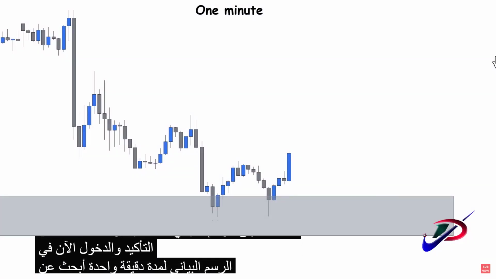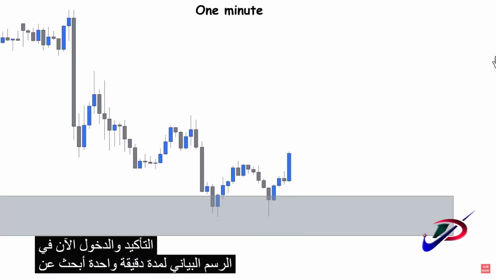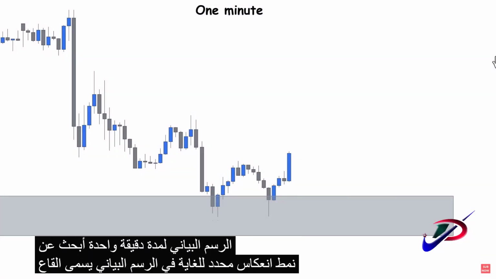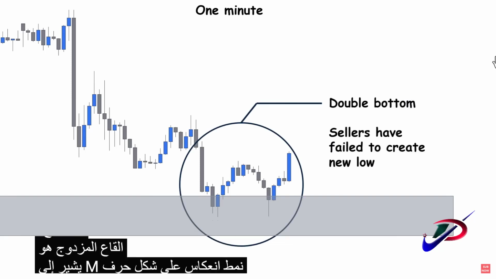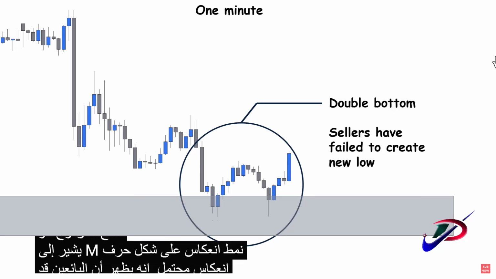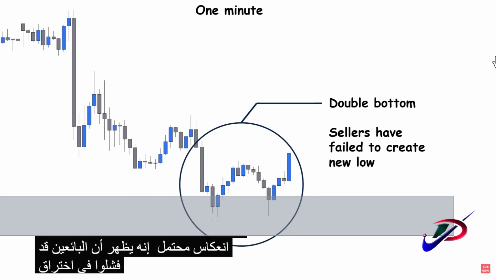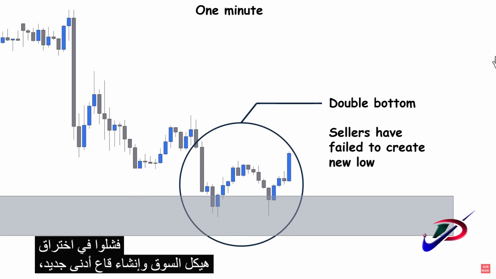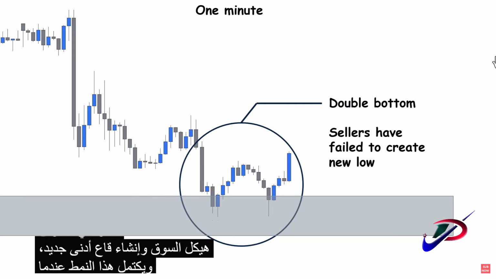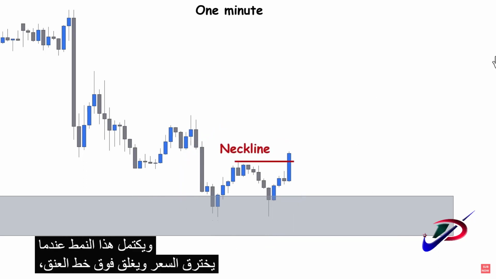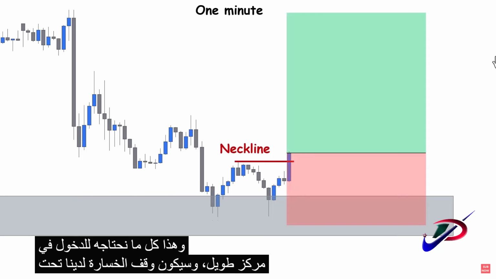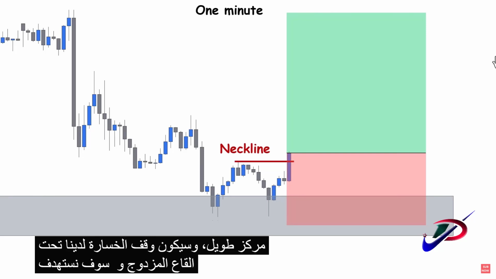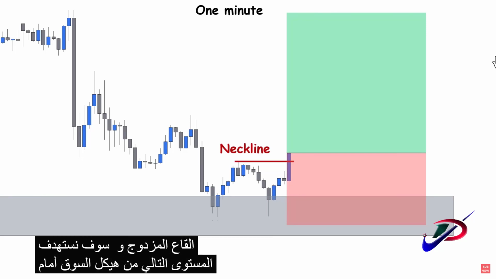Now in the 1-minute chart, I'm looking for a very specific chart reversal pattern called double bottom. A double bottom is an M-shaped reversal pattern that signals a possible reversal. It shows the sellers have failed to break below the market structure and create a new lower low. This pattern completes when the price breaks and closes above the neckline. And that's all we need to enter the long position. Our stop loss will be below the double bottom, and we will target the next level of market structure in front of the price.